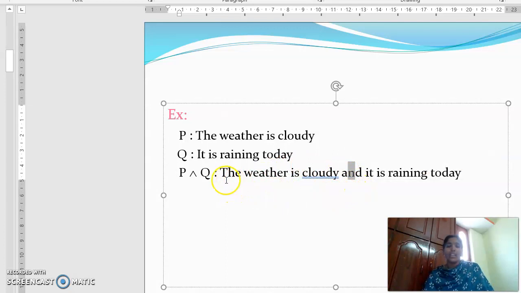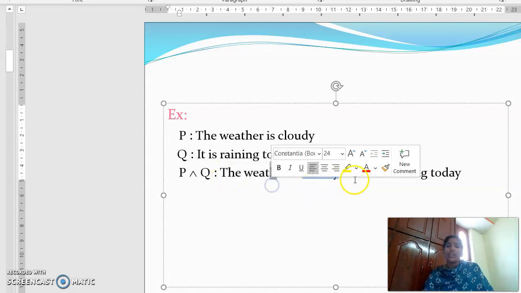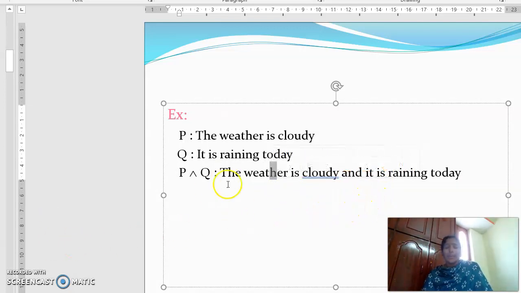So here you have to divide these P and Q. Yes, you have to divide. The first one is the weather is cloudy and the next one is it is raining today. That is nothing but the conjunction.